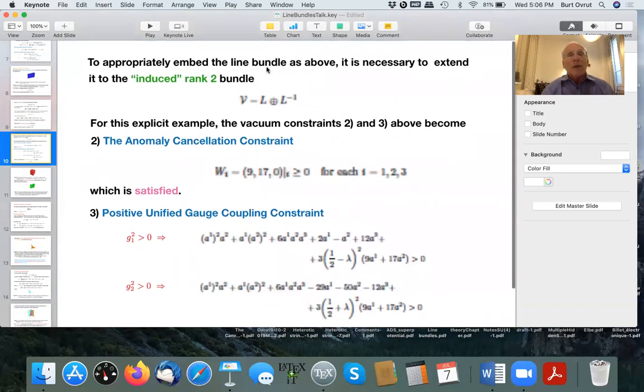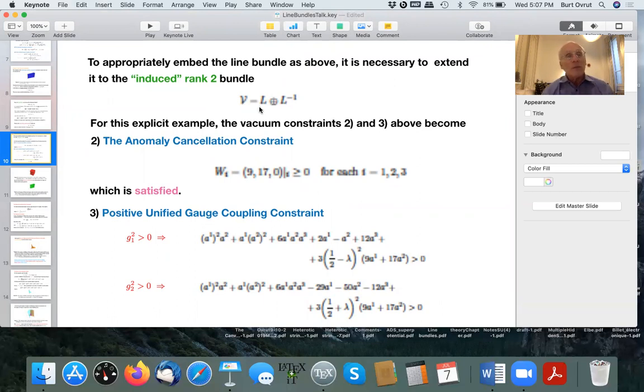To appropriately embed this line bundle L, it's not just simply a line bundle L. We have to actually embed it, and to embed it into E8, we have to extend it to an induced rank 2 bundle, which is L plus L inverse. So that is actually the hidden sector bundle that we have. Okay.